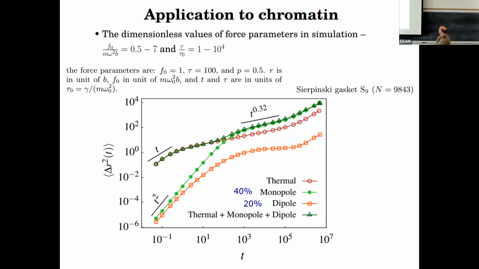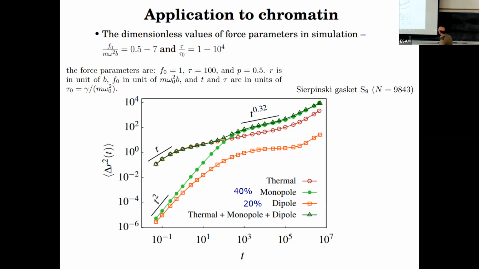Now, okay, so that's what we have. The thermal, as we know, gives us this exponent. What about the triangles? They also give us this exponent. All of them work together, but clearly the dipoles don't contribute to this thing.